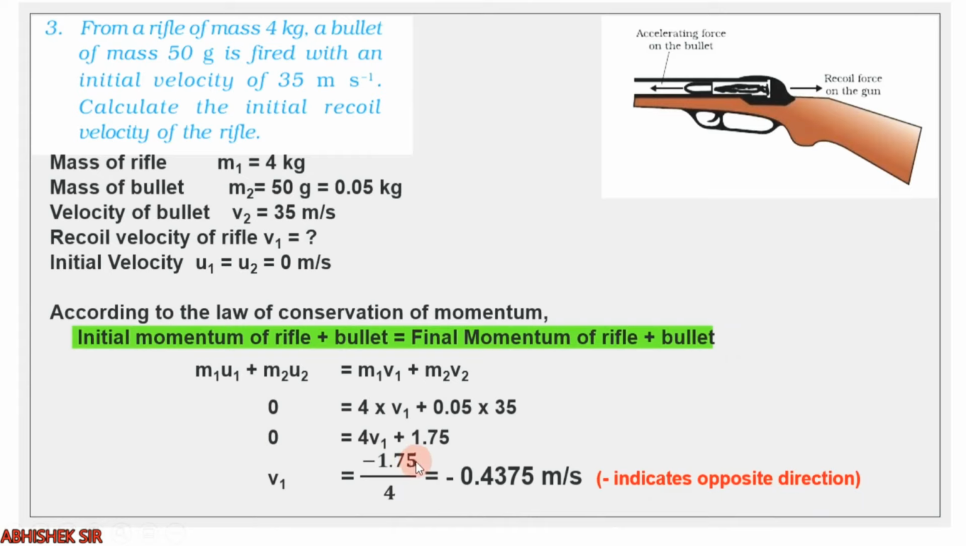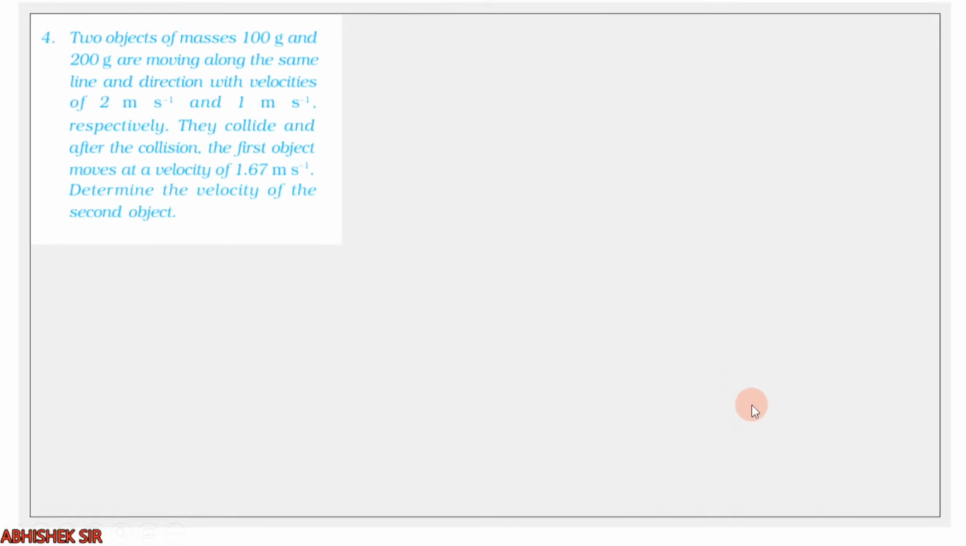So taking 4 downward, minus 1.75 upon 4 is 0.4375, and that is negative. Why is it negative? Because once the bullet moves forward, the recoil is opposite. So if the bullet is in the positive direction, the recoil will always be in the negative direction. Clear?